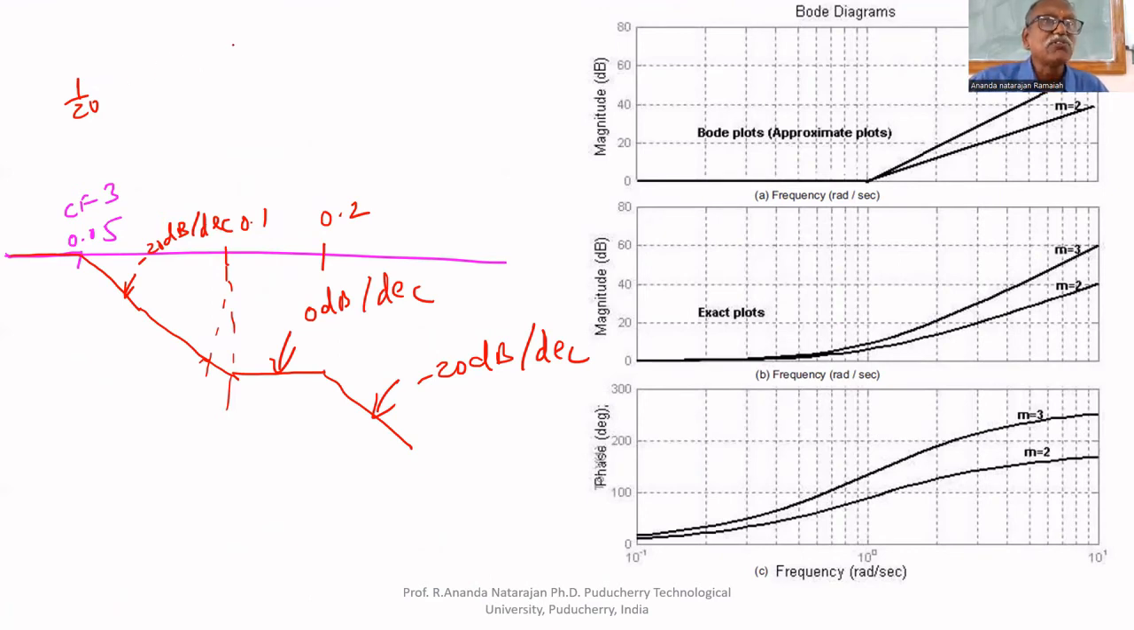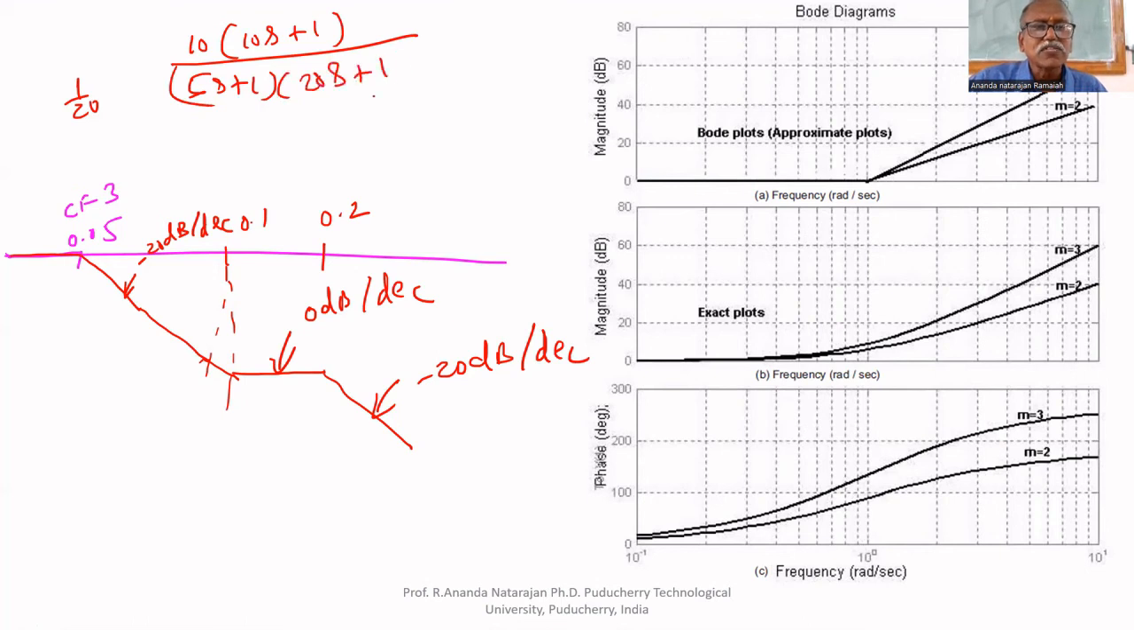Suppose K equal to 10. What is the function? 10 times (10s plus 1) divided by (5s plus 1) multiplied by (20s plus 1). Now, earlier K equal to 1. That's why you got a horizontal line at 0 dB. Now, K equal to 10. What is the K plot? 20 log 10, that is equal to 20 dB. Am I correct or not? For the K plot, it is 20 dB.